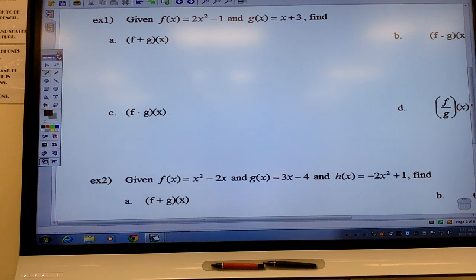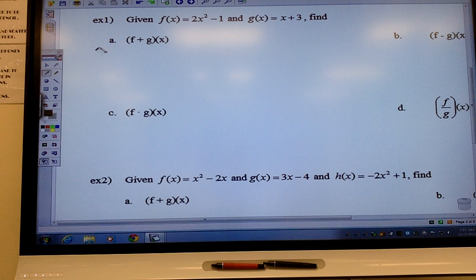Good morning. Today we are going to combine functions and we're going to do it 5 ways: adding, subtracting, multiplying, dividing, and composite functions. So in addition to combining our functions, we're also going to state the domain of our combined functions. So let's start with addition. So you see up at the top, f of x is 2x squared minus 1, and g of x is x plus 3. So we're going to start by combining f of x and g of x through addition.